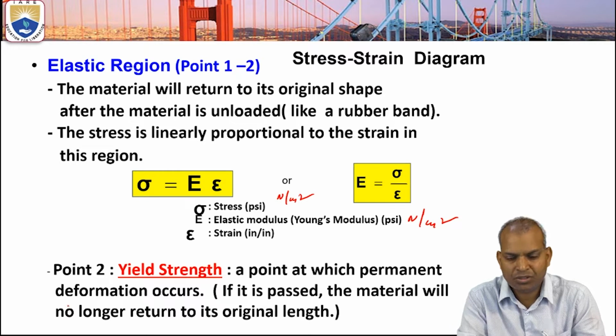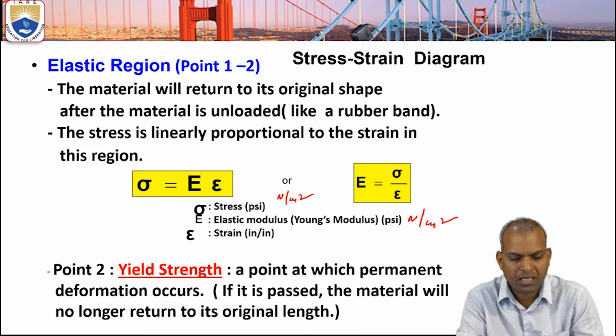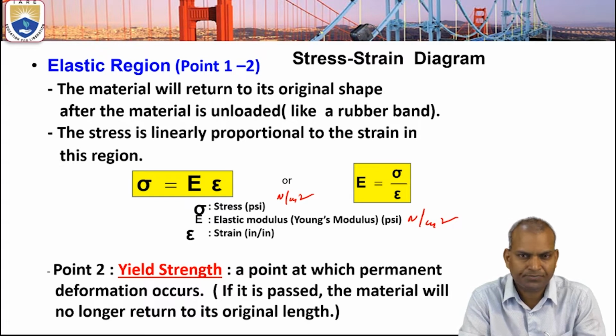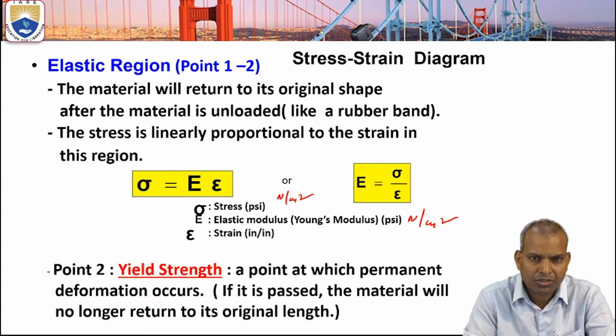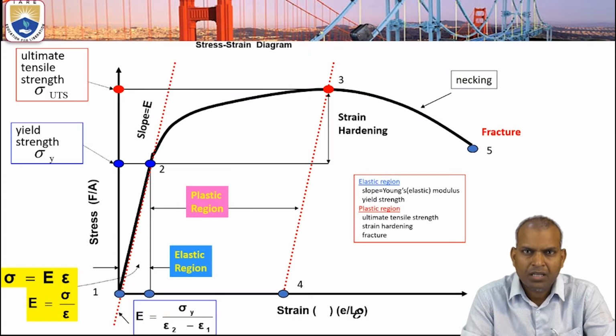So that region is known as the plastic region, which begins from point 2 to point 3, and point 1 to point 2 is the elastic region, where the material comes back when it is unloaded. It regains its original shape.